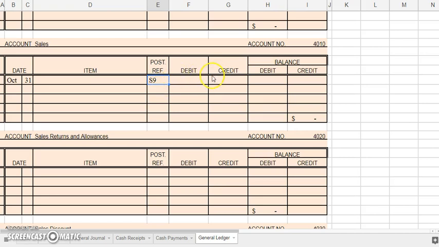Okay, and I am going to record the transaction. This was a credit transaction of $10,063. And because I've already put in the math formulas, it's going to go ahead and show that this is my new balance of $10,063. So I'm done with that one.